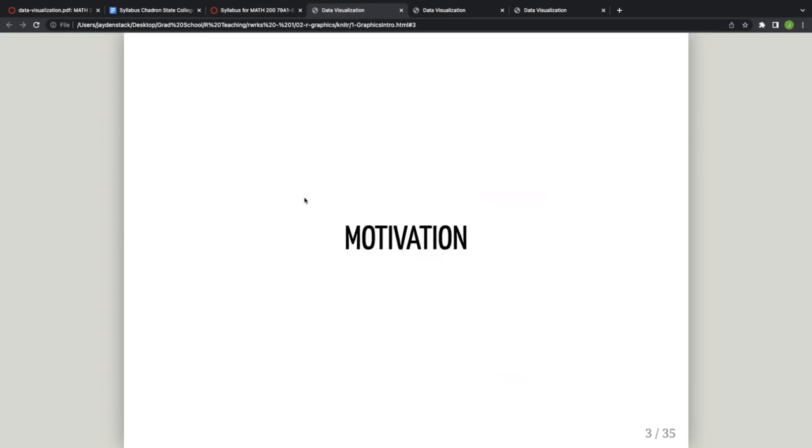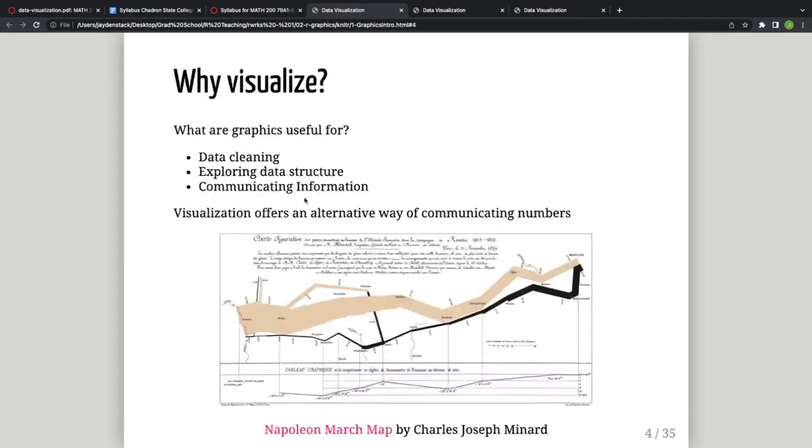So, what is the motivation of building graphics for our data purposes? And that's to visualize, right? What are graphics useful for? They're useful for data cleaning. They're useful for exploring data structure. They're useful for communicating information that might not be visible just to the naked eye by looking at some sort of spreadsheet, right? And so visualization offers an alternative way of communicating numbers.